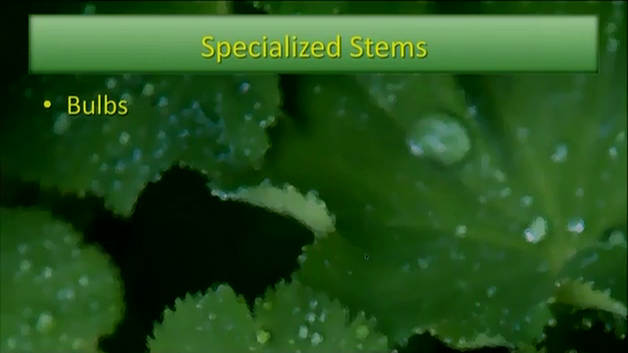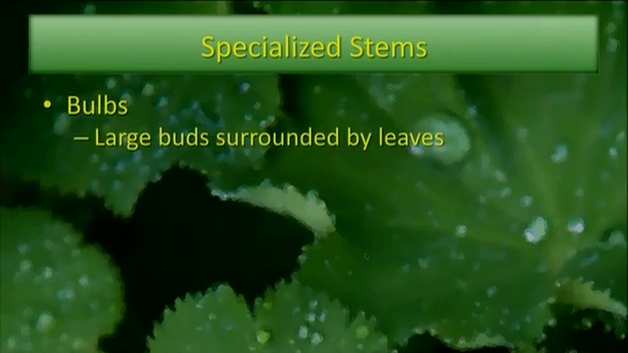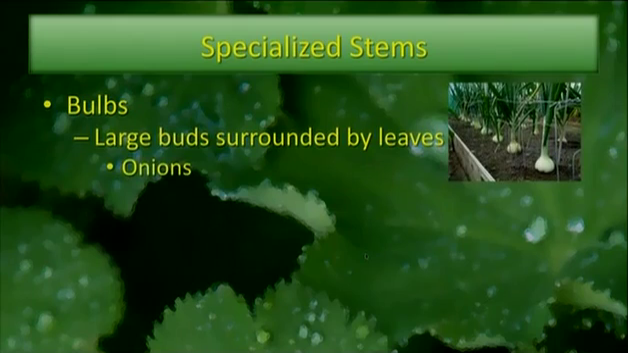Okay, bulbs tend to be large buds surrounded by leaves. Okay, there's a small stem at the bottom, and the fleshy leaves are actually the bulk of the bulb tissues. And so onions are a good example of a bulb, all right? Also tulips and lilies also make bulbs, and they can do asexual reproduction too.